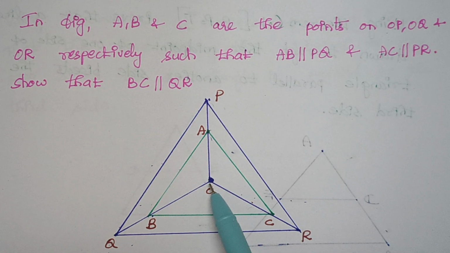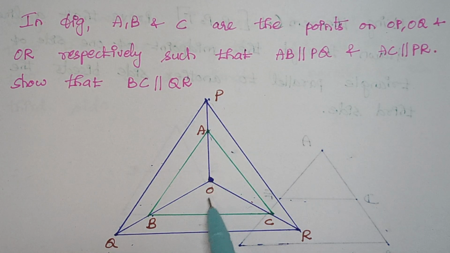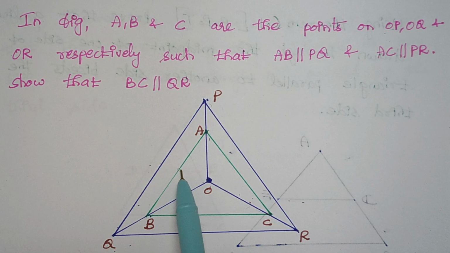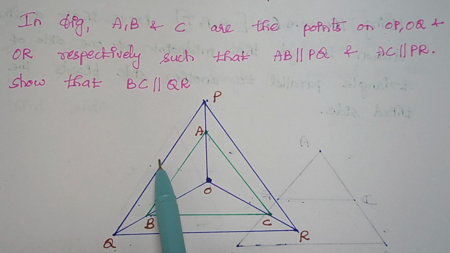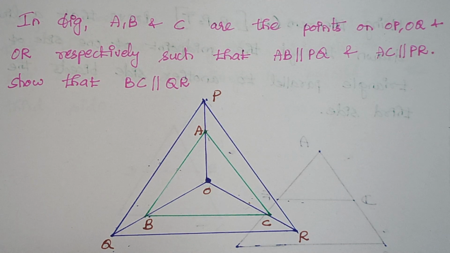By making use of the basic proportionality theorem, we can write that OA by AP is equal to OB by BQ. This is purely based upon the basic proportionality theorem. When a line is parallel to the third side of a triangle, then obviously the ratio of their sides are equal.